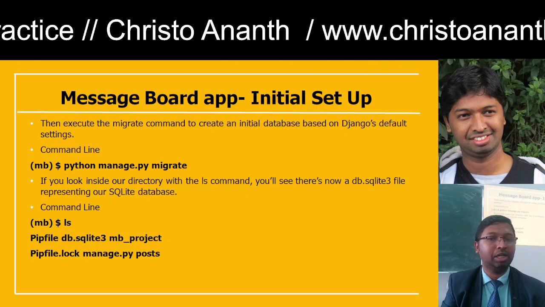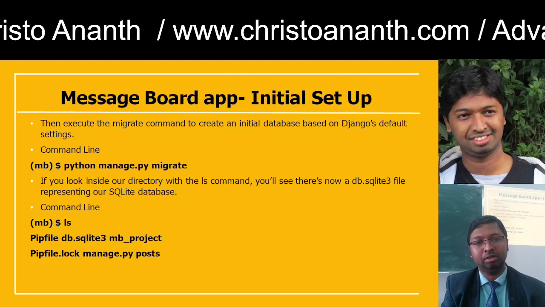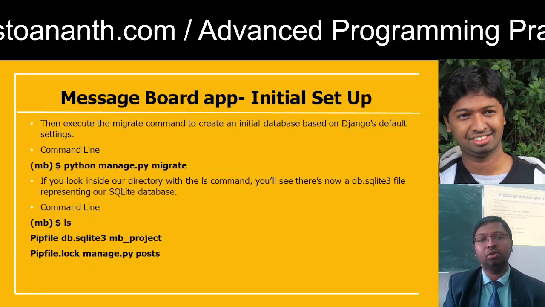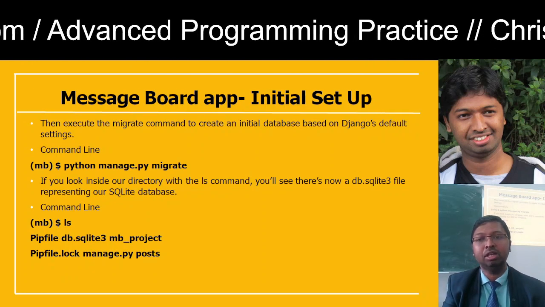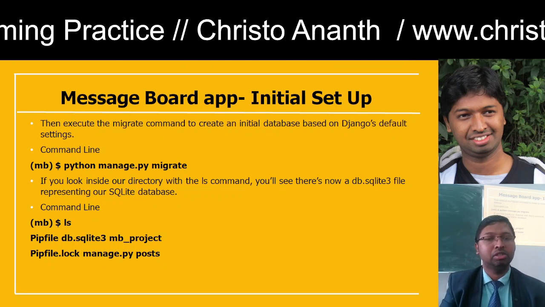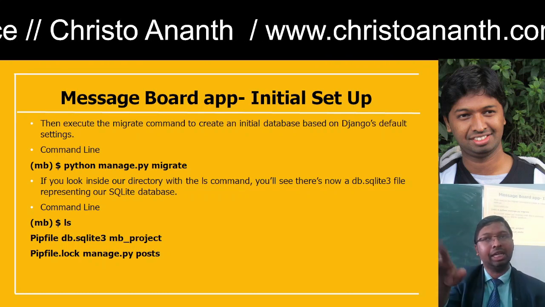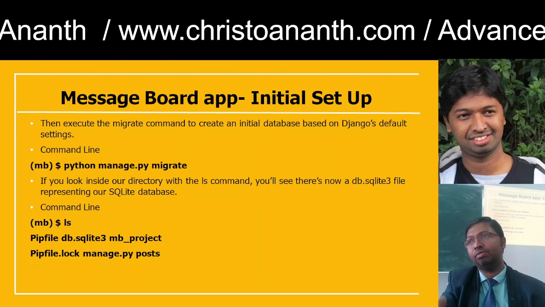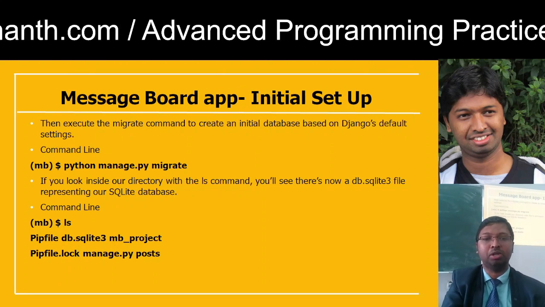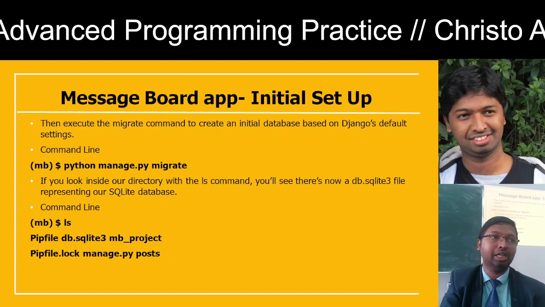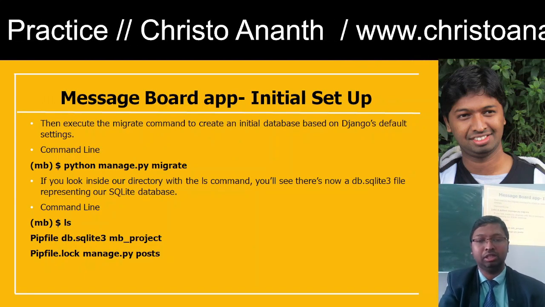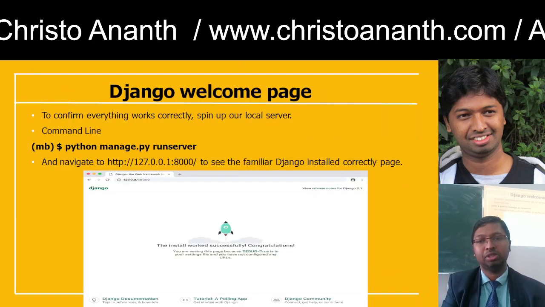Then in the command line, within the MB, you run $ python manage.py migrate. So you are going to migrate. If you look in the directory with the ls command, you will find the db.sqlite3 file. Within the MB, you run $ ls. ls is nothing but listing all the files: Pipfile, db.sqlite3, MB underscore project. Then you run the local server: Pipfile.lock, manage.py, posts. So you are running the posts. So this is the welcome page.